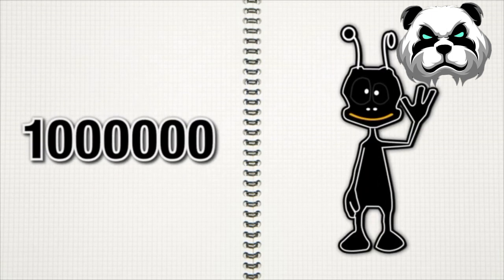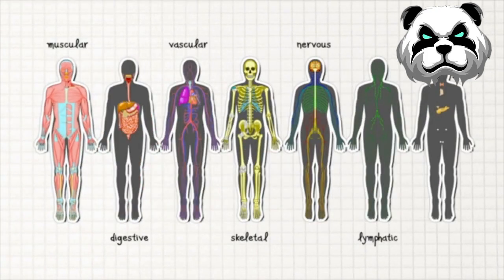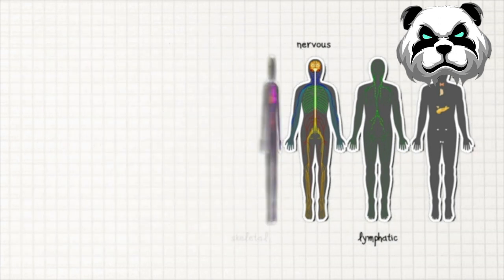Different kinds of cells there are in a human body? 1, 10, 1 million? In fact, a human being is made out of approximately 200 different types of cells. These allow us to walk, eat, breathe, think, and perform all our daily activities. But where do these cells come from?